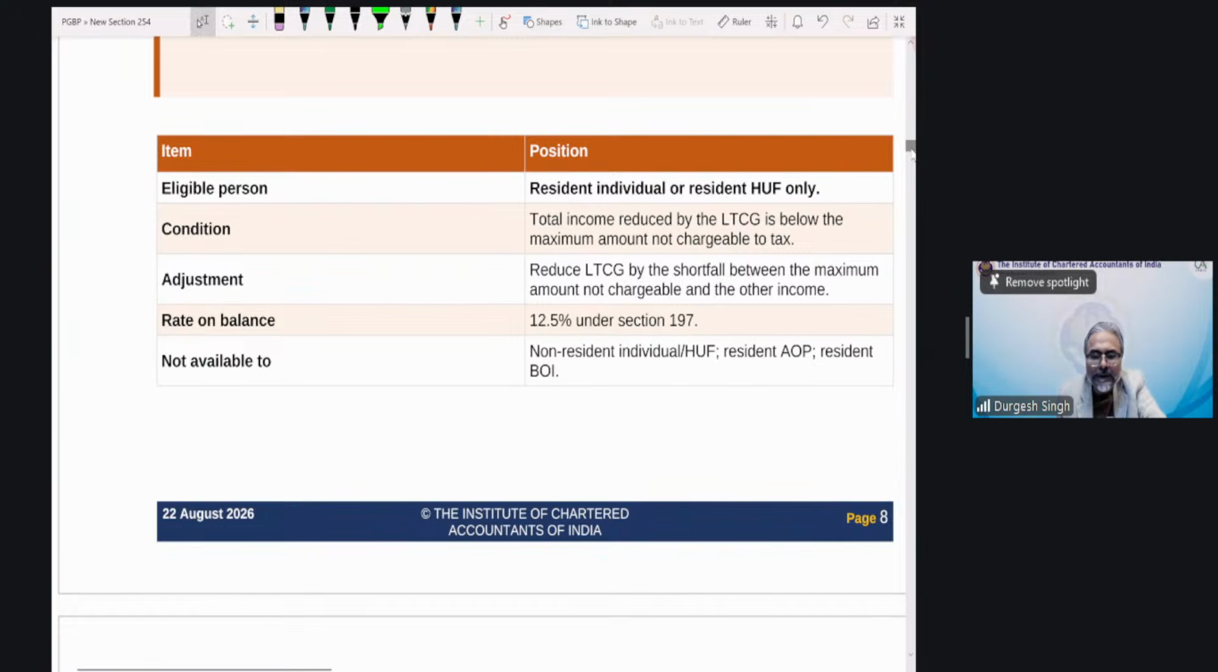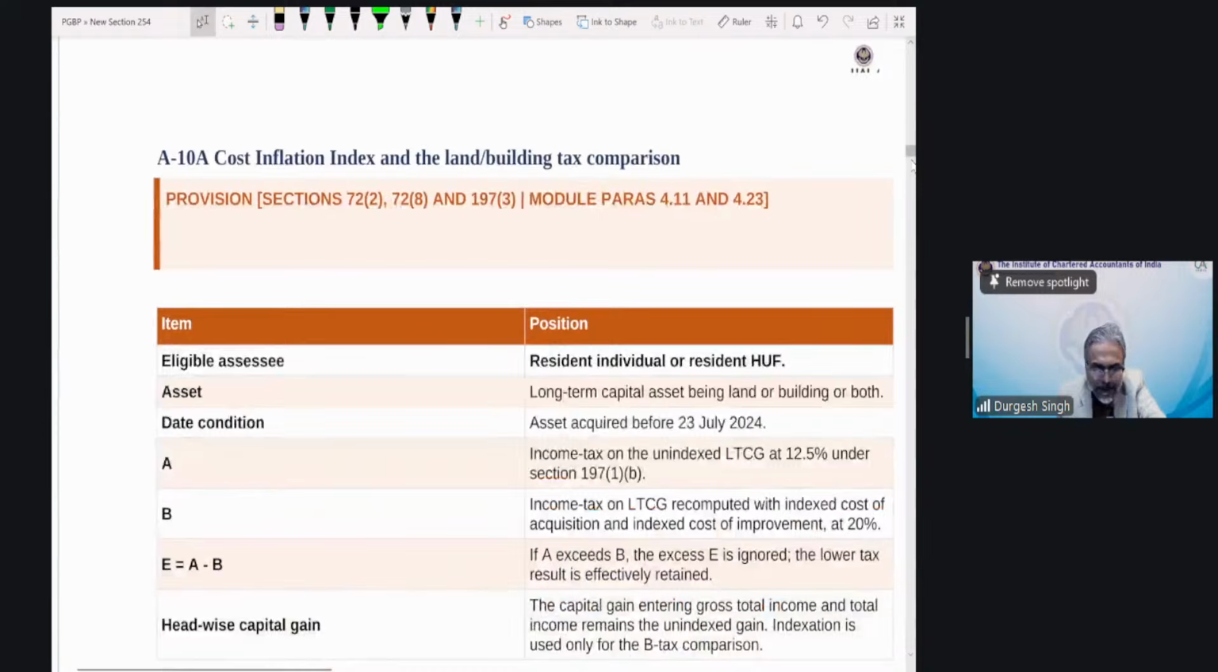So students, this is what the theory is, and I've already created a chart, so I'm not touching upon these things again. Now students, let's have a look. Cost inflation index and land building comparison. Students, I told you every one of you is excited. Excited about what? Sir, what about the indexation? Up till now, indexation has not come in here. We remember that we did indexation right from day one.